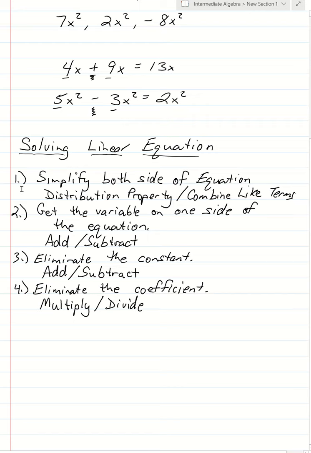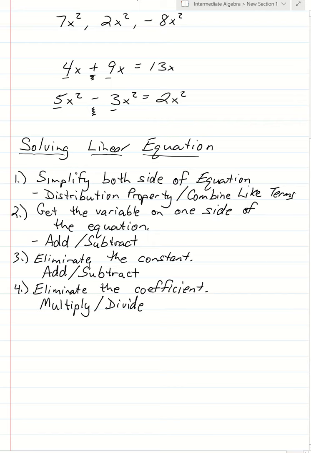So basically what I gave you here are 4 suggested steps to solving a linear equation. And basically I told you how we're going to do that. So let's just review. First, we simplify both sides of the equation. And how do we do that? We're going to use either the distribution property and/or combine like terms. Step 2, if the variable is on both sides of the equation, I'm going to strongly suggest that you get the variable on one side of the equation. And how do we achieve that? We're going to either add or subtract.